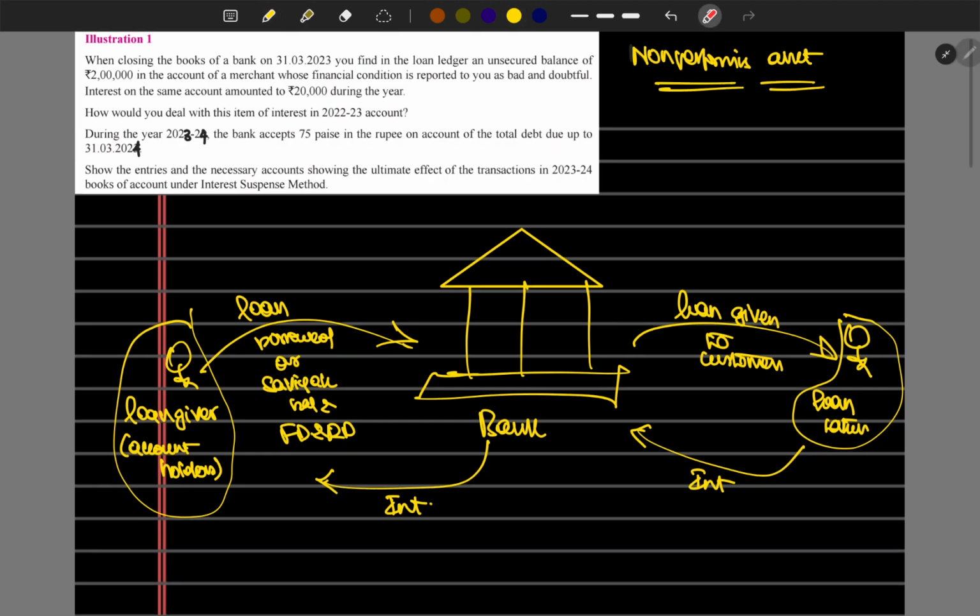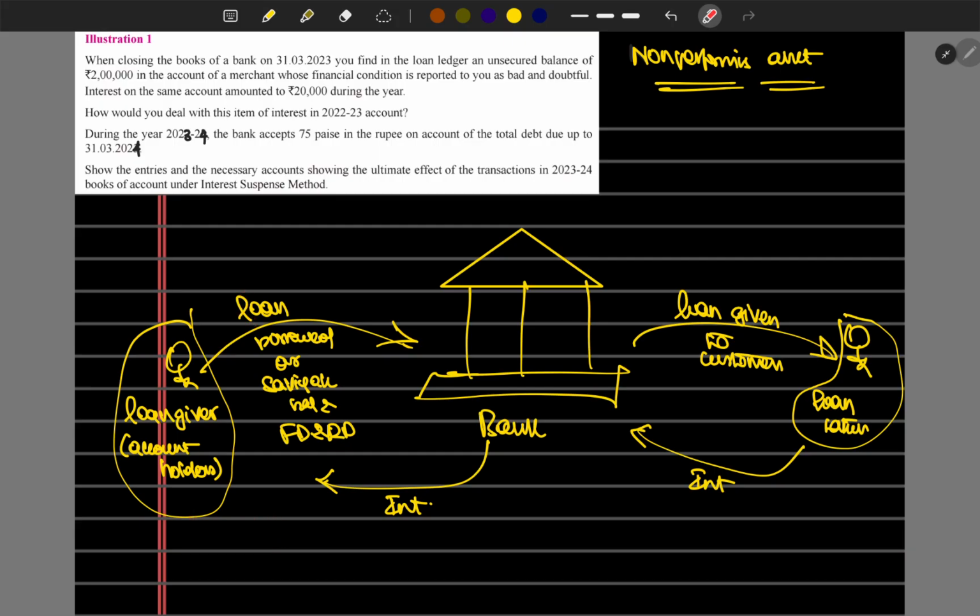How is the bank getting money? Bank is getting money from the loan givers, who are the account holders. Account holders give money to the bank by way of minimum balance, FD, RD, and any kind of deposits. What they give to the bank is a loan to the bank. This is a liability in the books of the bank.